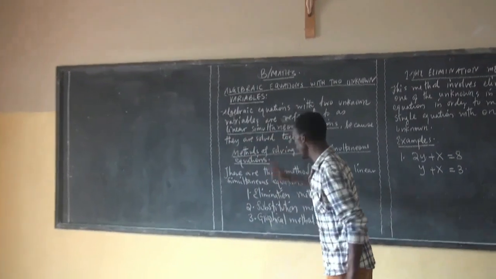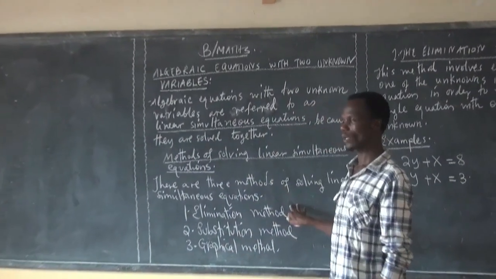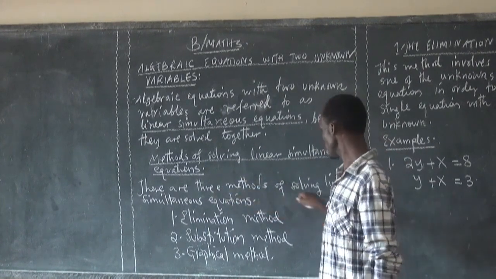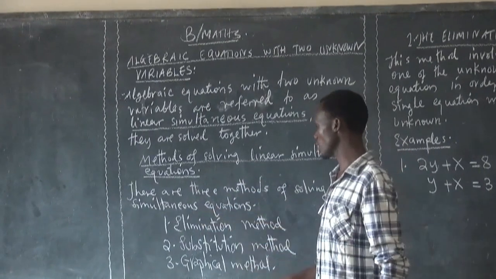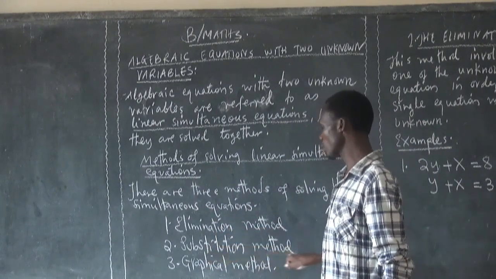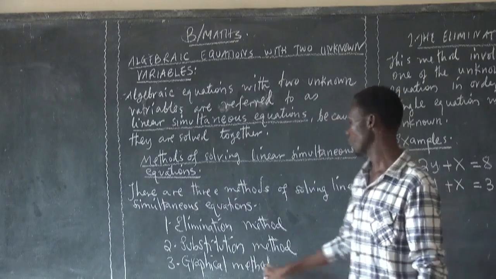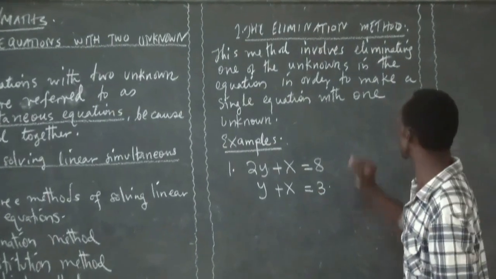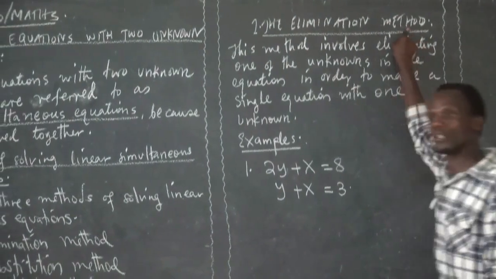But in solving them, we have three methods. Now, methods of solving linear simultaneous equations: there are three methods. We have the elimination method, the substitution method, and the graphical method. Now let us start with the elimination method.